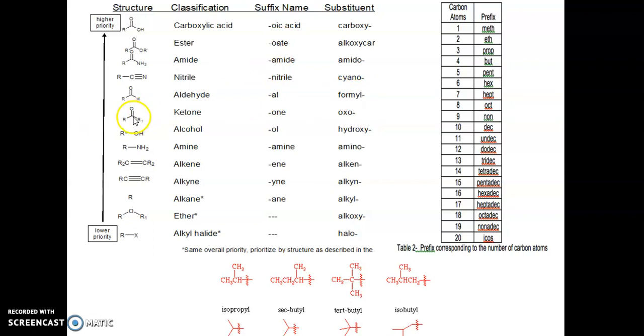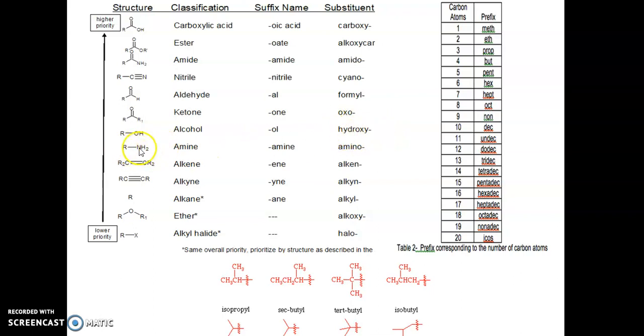For ketone, C double bond O, RC double bond OR, it is a ketone compound. So for a ketone compound the suffix is -one, but when it acts as a substituent, it is oxo. Okay, ketone means oxo when it acts as a substituent. Alcohol, suffix name -ol, substituent name hydroxy.